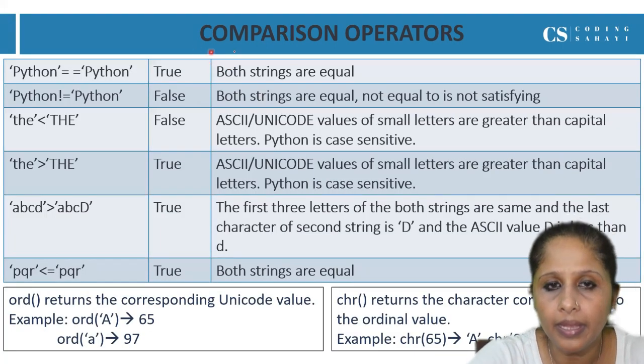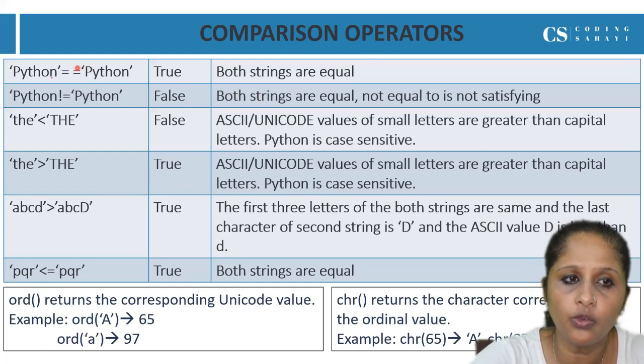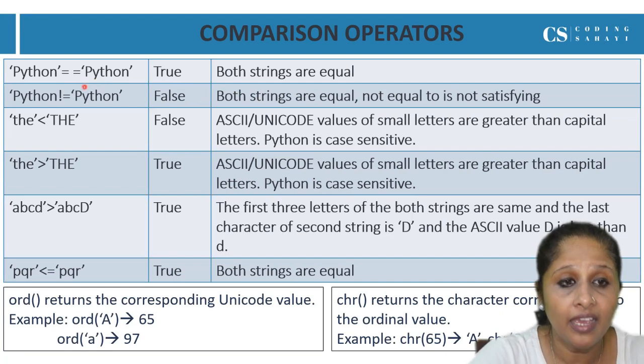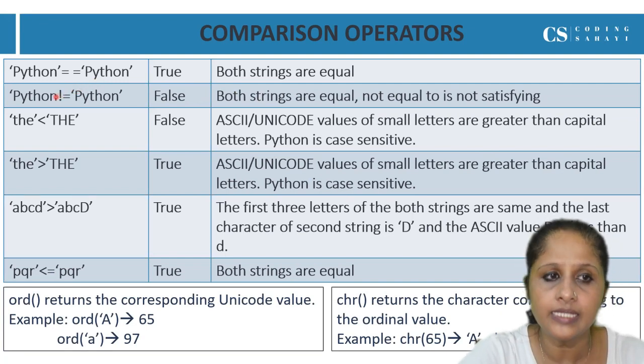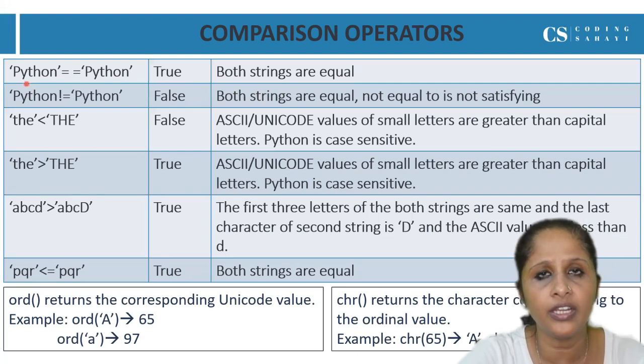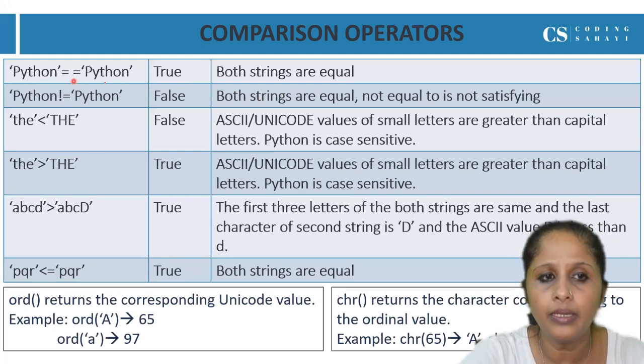So let's see some comparison operations with strings. The first one is "Python" double equal to "Python". That means here we are checking the equality. With integers we already did this, so in the same way it is working with strings also.